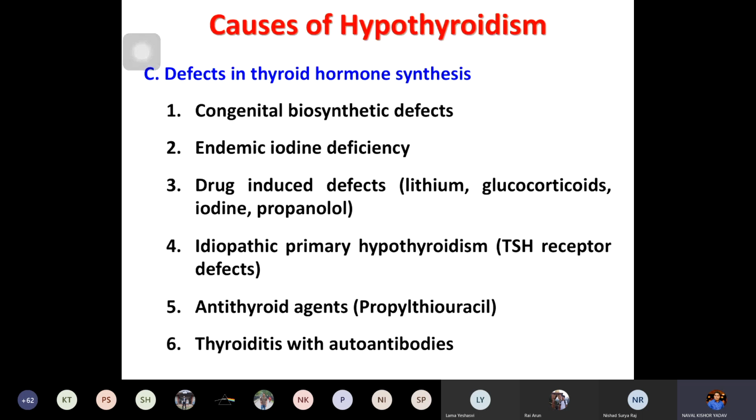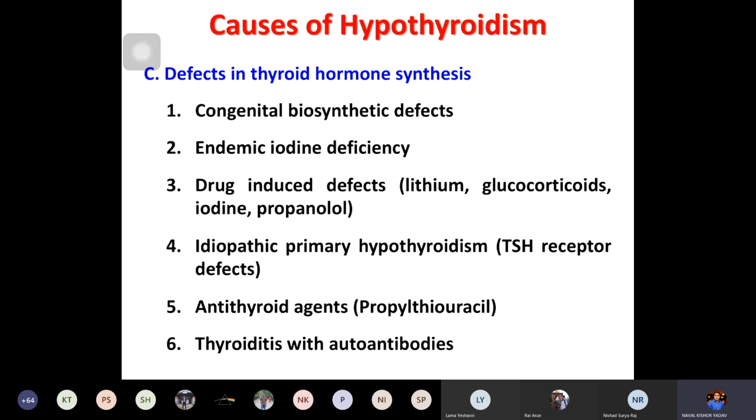Idiopathic primary hypothyroidism, so defect in the TSH receptors. TSH will not be able to bind to these receptors and will not be able to stimulate the synthesis of thyroid hormones, the synthesis of T3 and T4. As we discussed in the previous class, I have shown the diagrams for how TSH binds to these receptors and causes the activation of G proteins. Finally, there is a formation of cyclic AMP and activation of protein kinase A. So if there is a defect in the TSH receptors, that leads to defects in thyroid hormone synthesis, and finally you will have hypothyroidism.